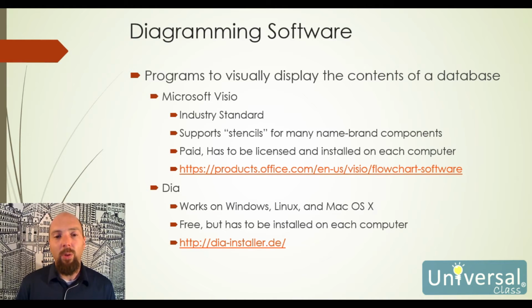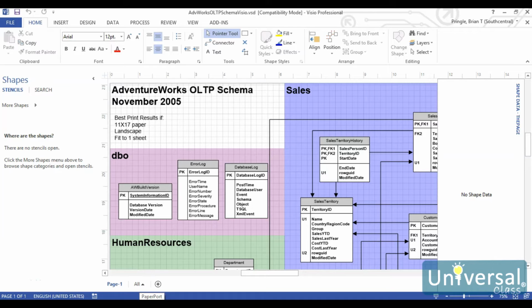Now, if you are looking for a free one, there's one called Dia. Dia works on Windows, Linux, Mac OS X. It is free, but once again, it has to be installed on each computer. So we'll show you what these look like in just a second. So this is Microsoft Visio. Visio, once again, is the de facto standard. And in this case, there is a sample database that they include called AdventureWorks.